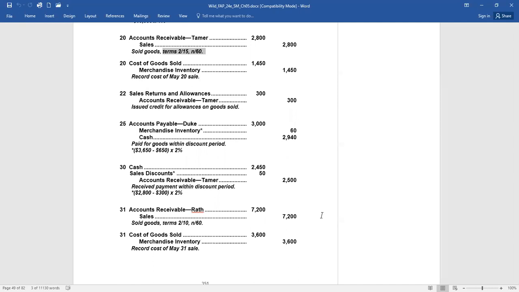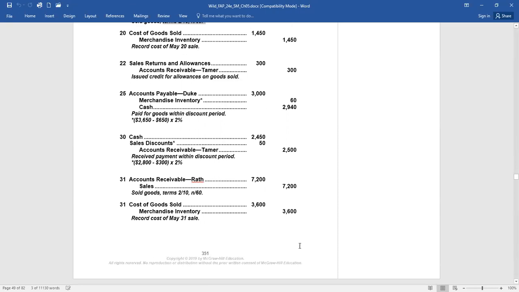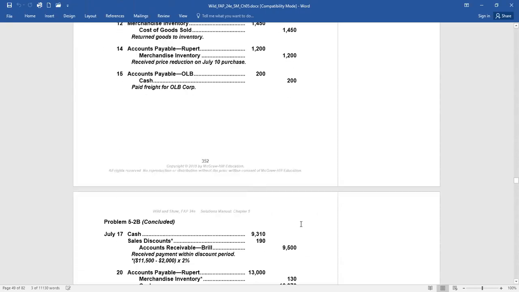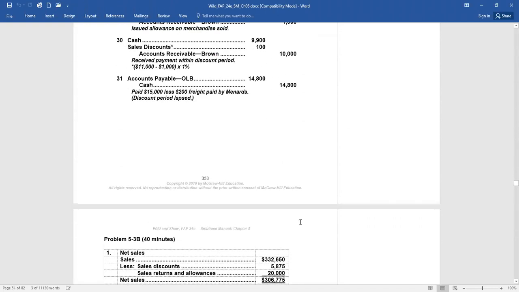So the hard part of this chapter is just remembering, what hat am I wearing right now? Am I the customer? Is it my customer that's involved here, or is it just me? And that's what you really have to stop and focus on. Okay, so 5.3b is our second journal entry problem. I'm stuck on journal entries today.